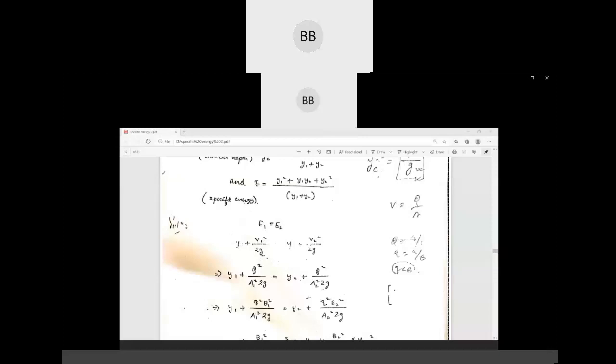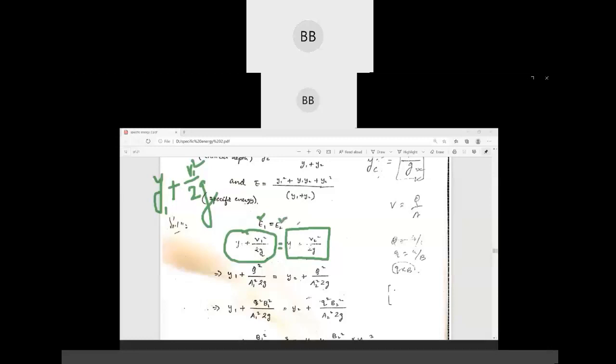So we all know in the specific energy, we will be having only two terms. One is y and one is V square by 2g. Okay, so as we are considering E1, this depth will be y1 and that velocity will be V1. This will be your y1 plus V1 square by twice g is equal to y2 plus V2 square divided by twice g for E2.